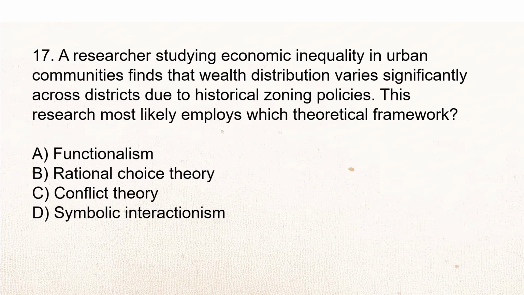Number 17. A researcher studying economic inequality in urban communities finds that wealth distribution varies significantly across districts due to historical zoning policies. This research most likely employs which theoretical framework? Letter A, functionalism. Letter B, rational choice theory. Letter C, conflict theory. Or letter D, symbolic interactionism.